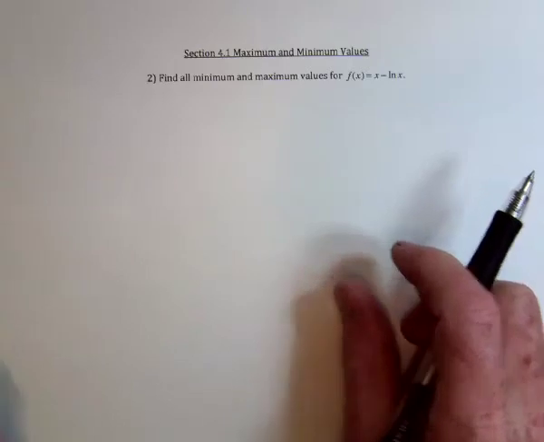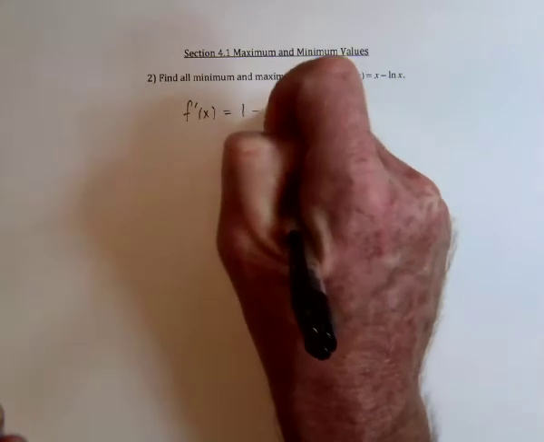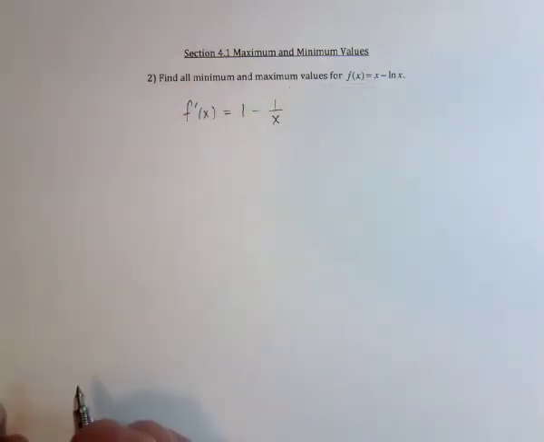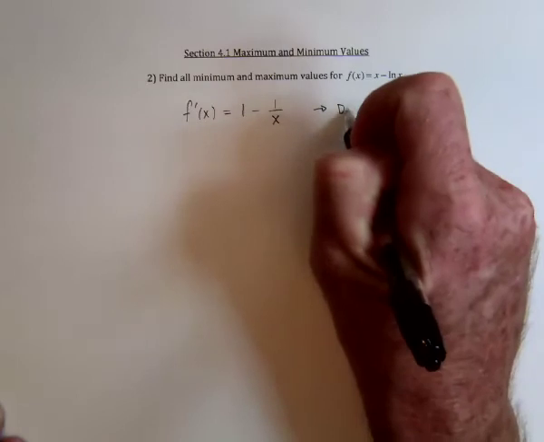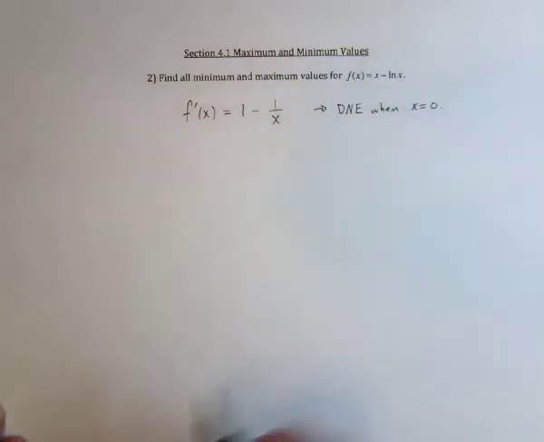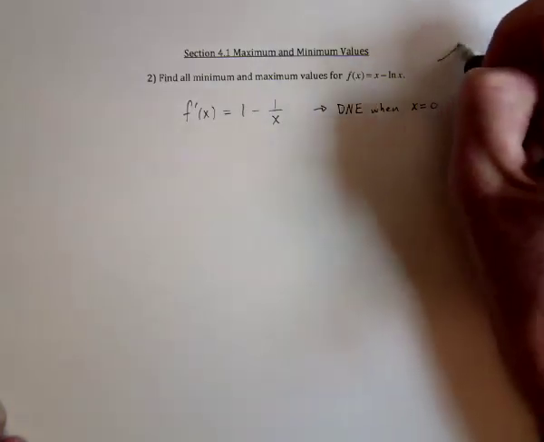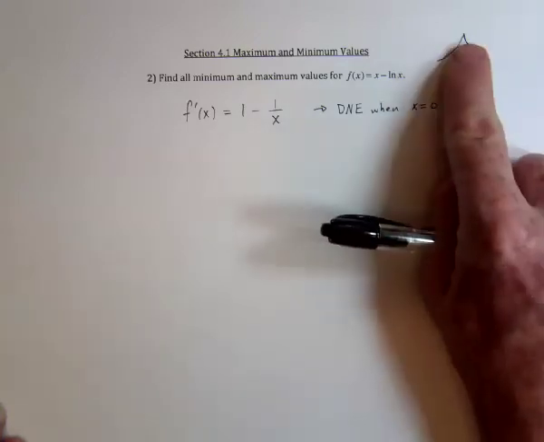Now, to find out if that's true, take the derivative, and the derivative of x is 1. The derivative for the natural log of x is just going to be 1 over x. Notice that this does not exist when x equals 0. In general, that's something you always need to watch out for. Where does the function not exist? Because it could be that you've got something like this, so the derivative does not exist there, and yet that would be a maximum value.